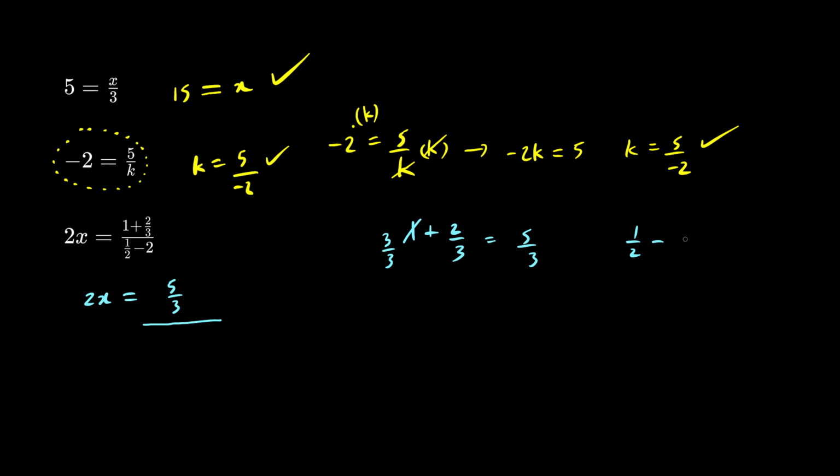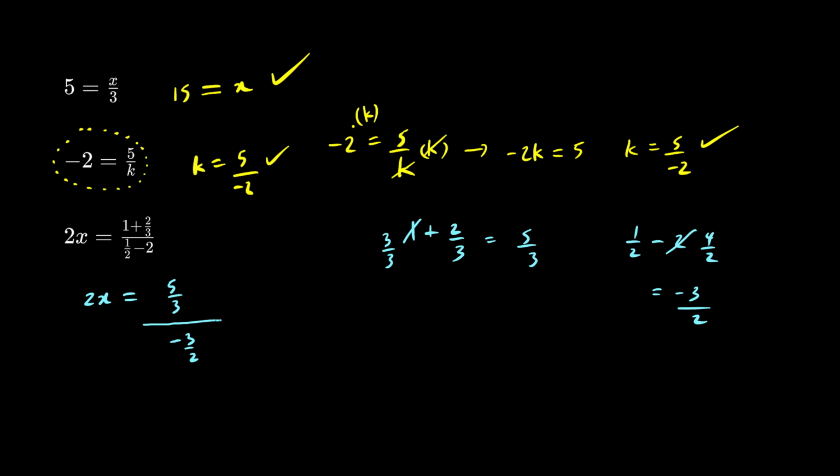Now what is 1/2 minus 2? The number 2 is the same thing as 4 over 2. 1 minus 4 is negative 3. So we know how to add and subtract fractions. So we have negative 3 over 2.